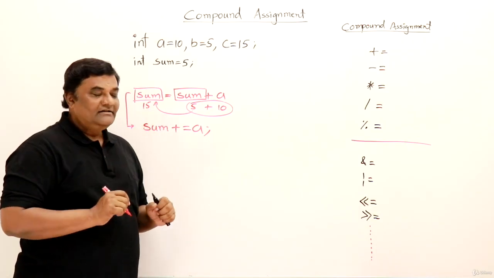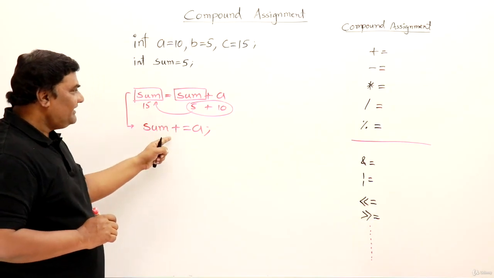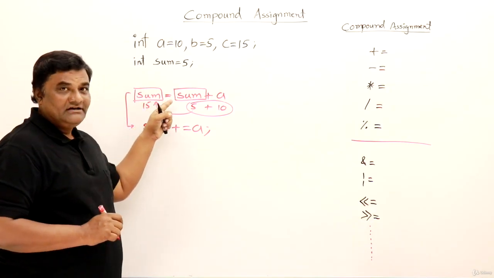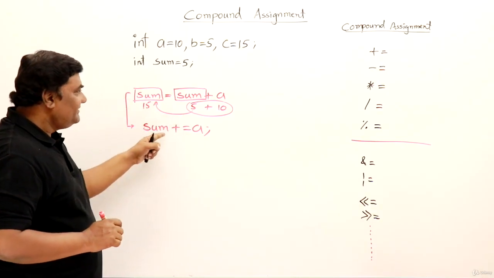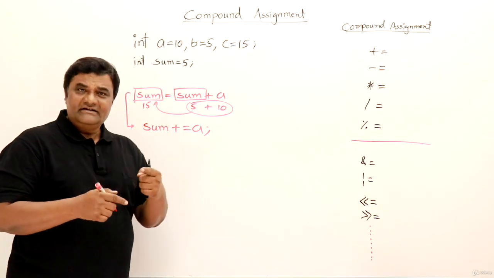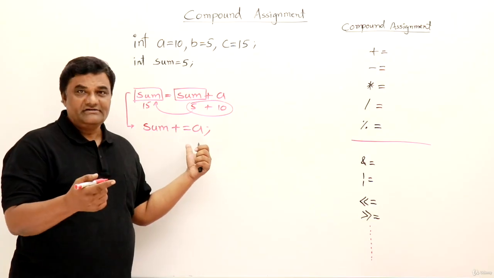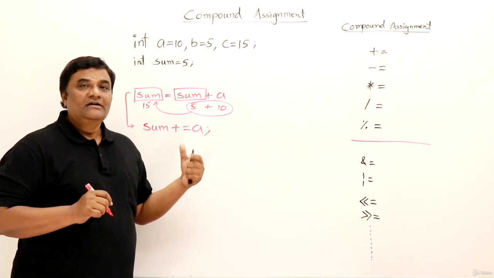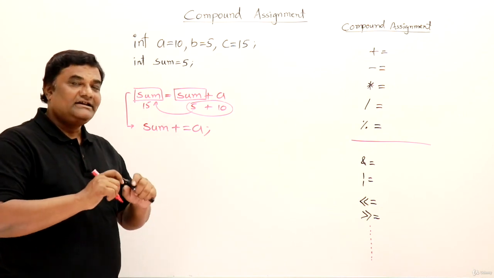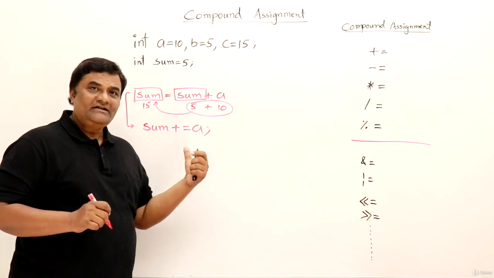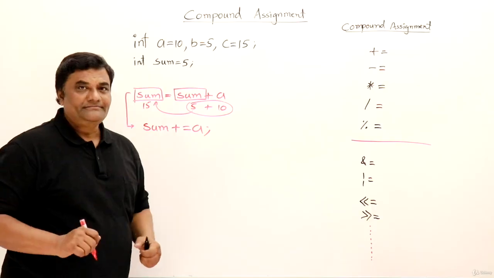And the second thing, this operation will be a little faster than this one. Internally, the compiler will make it faster. So this statement is faster. Now next thing, I'll show you one more expression. In that, I'll give you a clearer idea where this type of statement is useful.